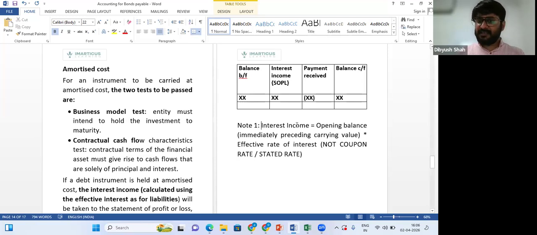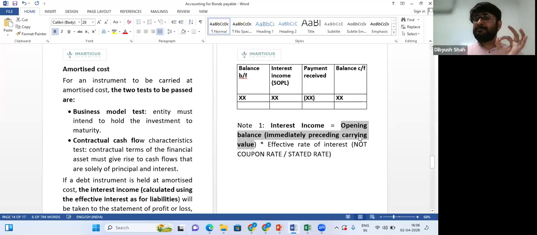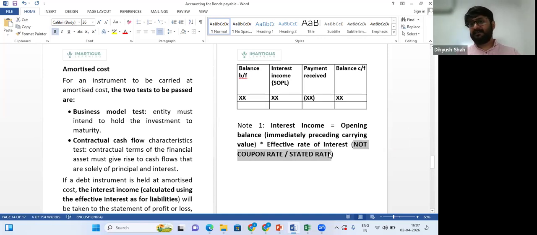Now remember, how will interest income be calculated? It's always, no exception to this rule, the opening balance. Whenever there is the effective interest method, this will apply. Opening balance, I have written from a layman's perspective, otherwise it's the immediately preceding carrying value. When you are calculating interest, you multiply that with the effective rate of interest. This will be given in the question. Remember, never multiply it with the coupon rate or stated rate. You always have to multiply it with the effective rate of interest or market rate of interest given in the question.